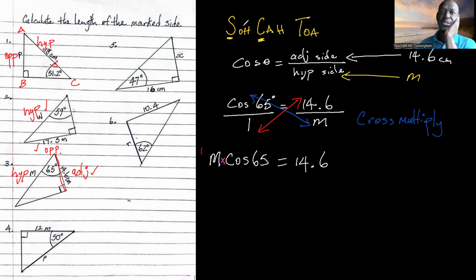Now, here's the big question, and this big question goes to who I haven't called, Kishon. Kishon, how do I find for M? What do I do now?